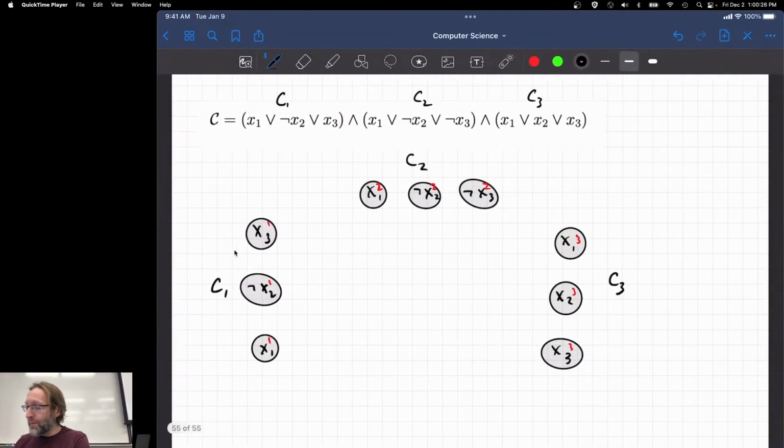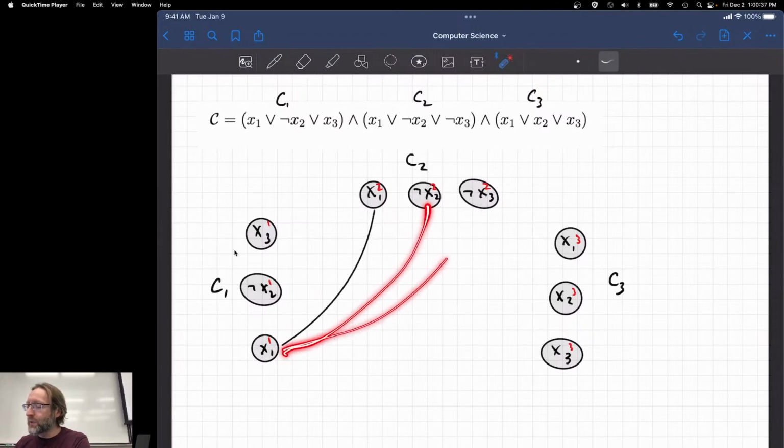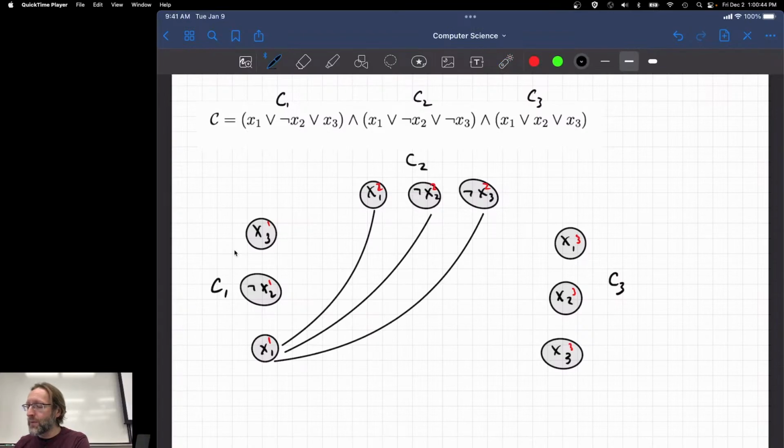So, for example, what about x1 to x1? Is that consistent? Yeah, because they're not negations of each other. Right? What about x1 to x2, x3? Yeah, those aren't even the same variables. So, those get edges. There we go. Now, what about, here, let's go with the other clause over here. x1 to x1? Yep, that's consistent. x1 to x2, x1 to x3. All of those are going to be consistent.